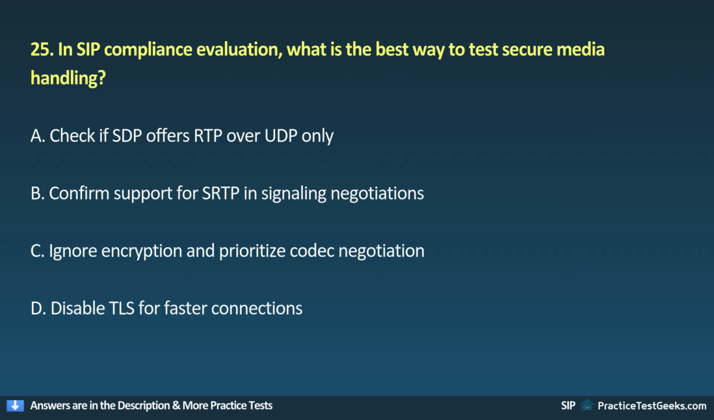25. In SIP compliance evaluation, what is the best way to test secure media handling? A. Check if SDP offers RTP over UDP only. B. Confirm support for SRTP in signaling negotiations. C. Ignore encryption and prioritize codec negotiation. D. Disable TLS for faster connections.